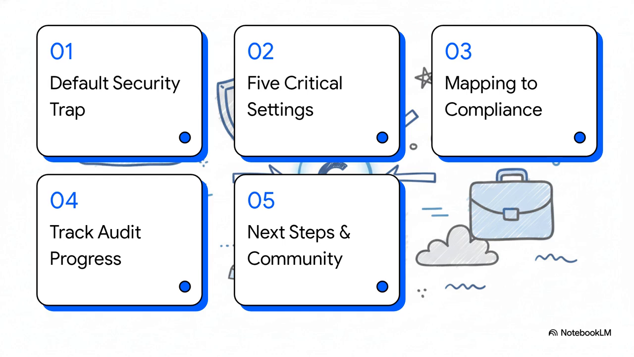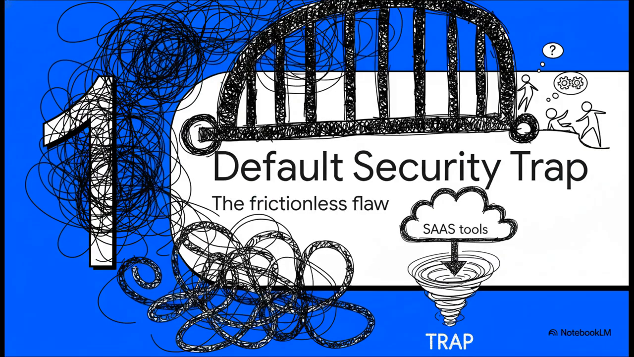Here is our quick roadmap for today's explainer. First, the default security trap, then the 5 critical settings, mapping to compliance, tracking audit progress, and finally, next steps and community. All right, let's kick things off with Section 1, the default security trap.